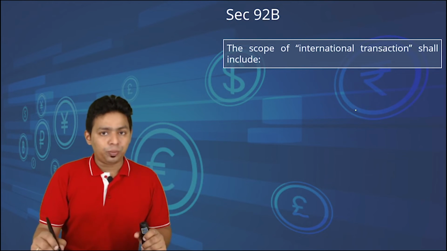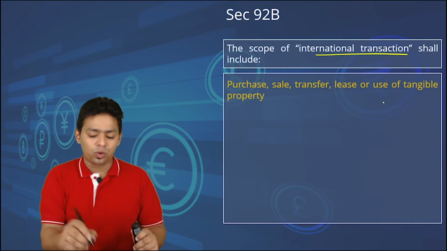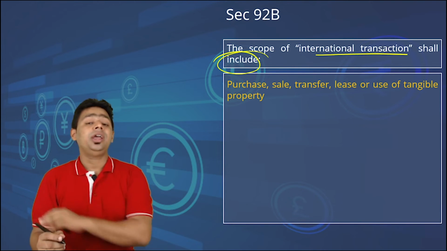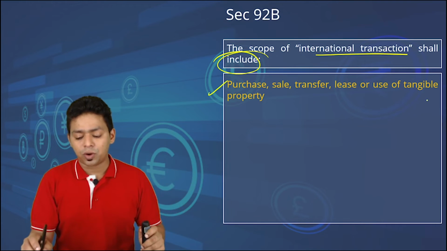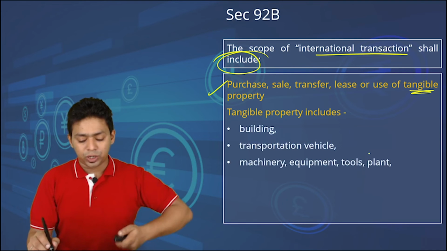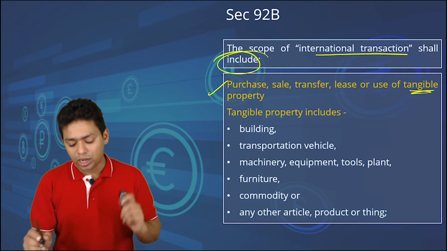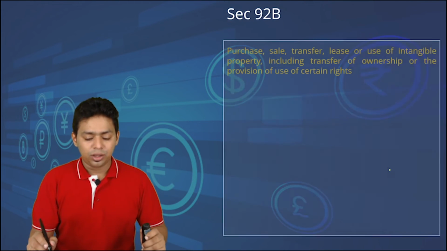Section 92B also gives the clarification on what international transaction shall include. Because this is an inclusive definition, don't waste your time in reading this. It covers all possible transactions. Look at this: purchase, sale and transfer of tangible properties. So what are the tangible properties? Building, transportation vehicle, machinery, equipment, tools, plant, furniture, commodity, any other article or product or thing. All the tangible assets are covered here.